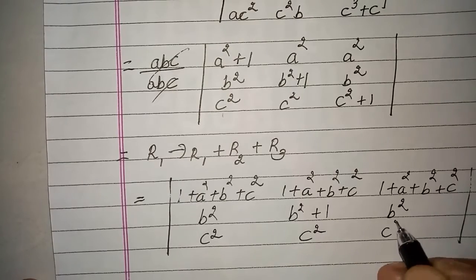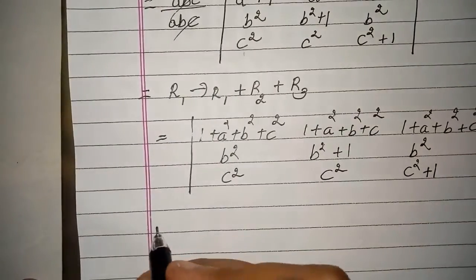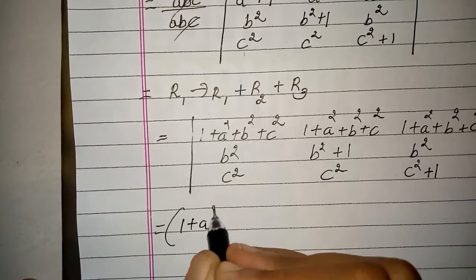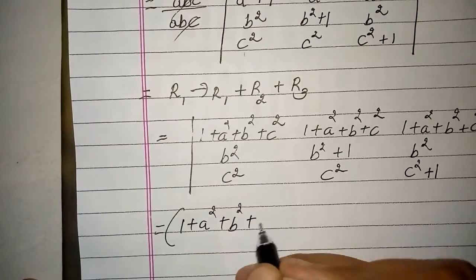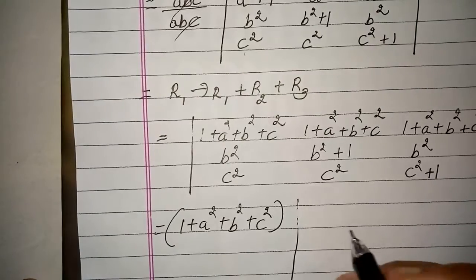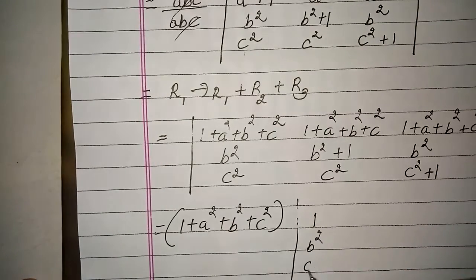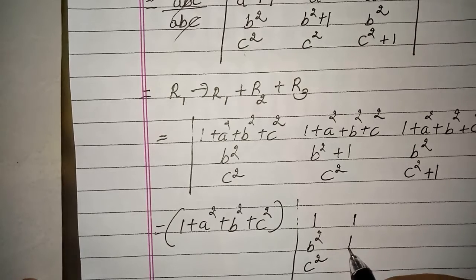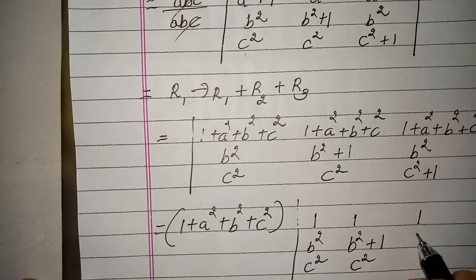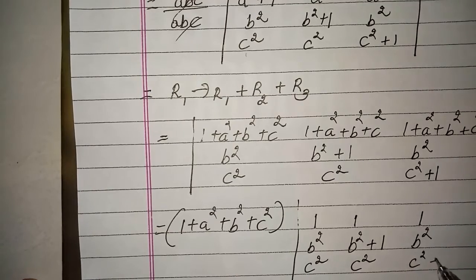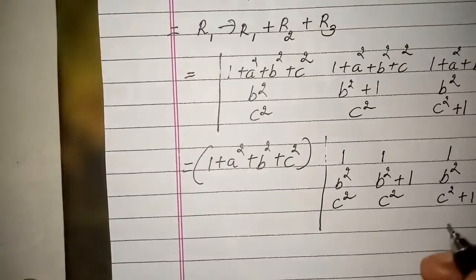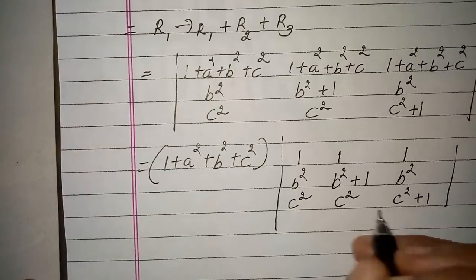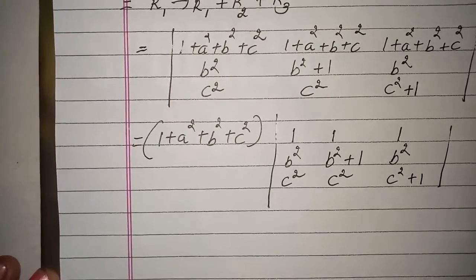Now what can you do? You can bring 1 plus a square plus b square plus c square common from the first row. So 1 b square c square, 1 b square plus 1 c square, again 1 b square c square plus 1. Okay. Now if you want, you can expand along this, because ultimately we have exhausted everything.